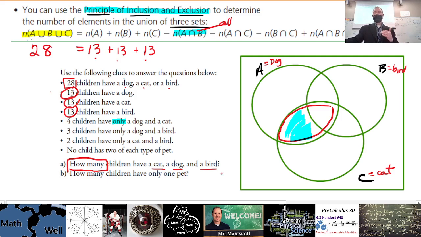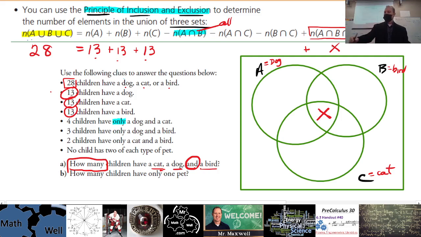So this is where you kind of have to read through the question and figure out where our unknown value is, because in an equation, you have a bunch of numbers, but then you have something that's unknown. That's why we're using an equation. So how many children have a cat, a dog, and a bird? That indicates this section right here, and I don't know how many are in this section, so I'm going to leave it as the variable x. So right away, I can go over here to this one, and this is going to be our unknown variable x. Okay? You with me so far? You good? Anybody else? All right?